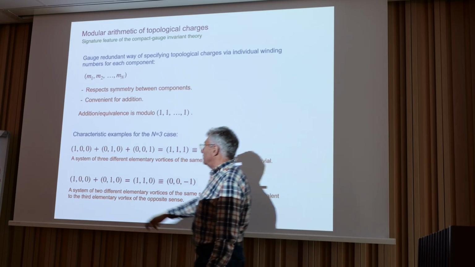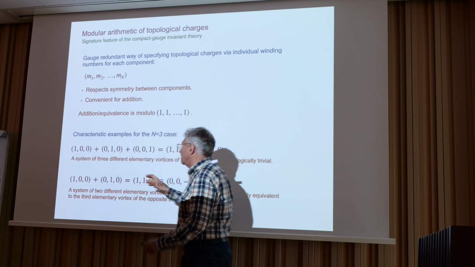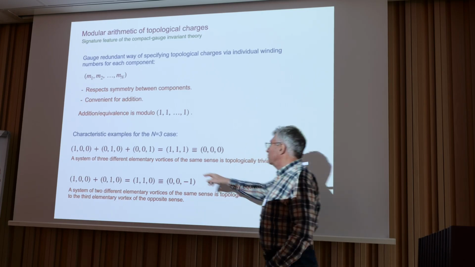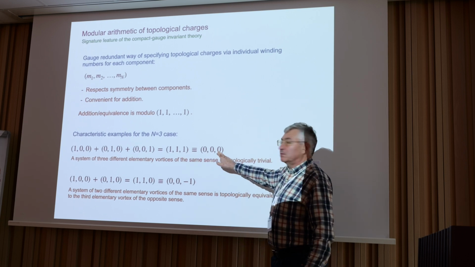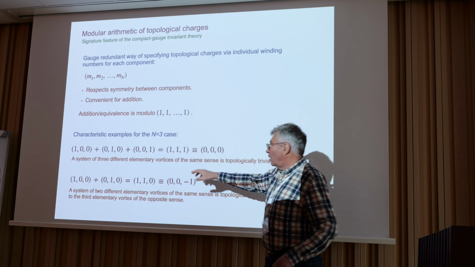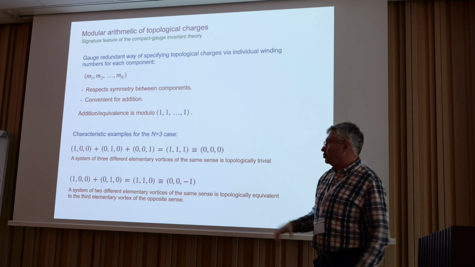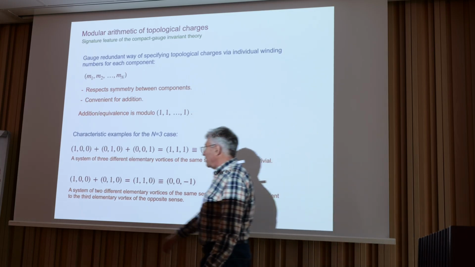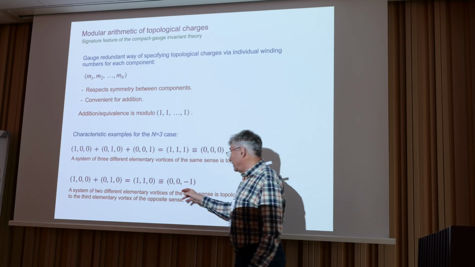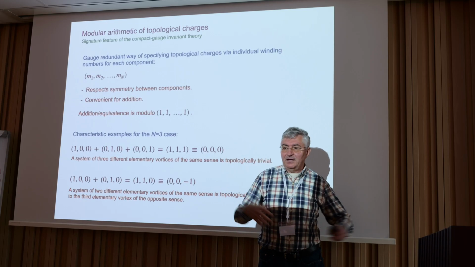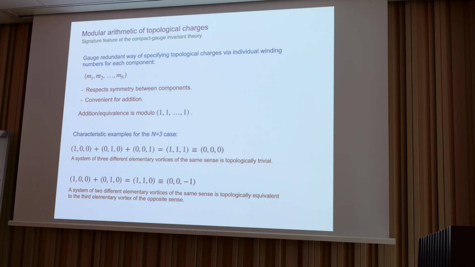Here is an example. If I have three distinct elementary defects, like this one and this one, from a distance they would look like a defect with this topological charge, which is equivalent to 0. So locally there will be three vortices. Globally, they will be topologically neutral. If I have locally two vortices like that, from a distance they will look like an elementary anti-vortex. So that's essentially the arithmetic of the defects.